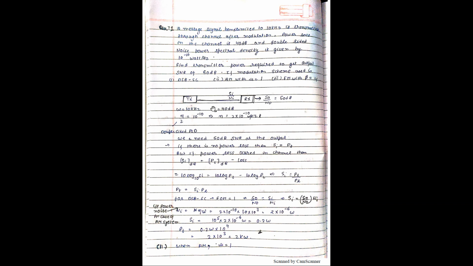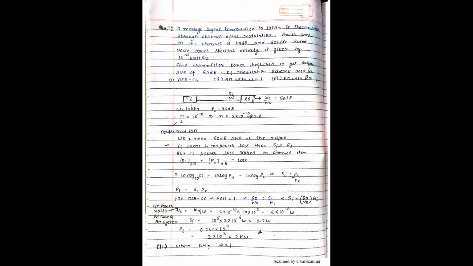As we all know, the power spectral density of white noise is eta by 2, constant throughout all the frequencies. Now, we need to find the transmitted power required to get an output signal to noise ratio of 50 dB, if the modulation scheme used is first DSBSC, second AM with modulation index equal to 1, and third FM with modulation index equal to 4. Now let us start.